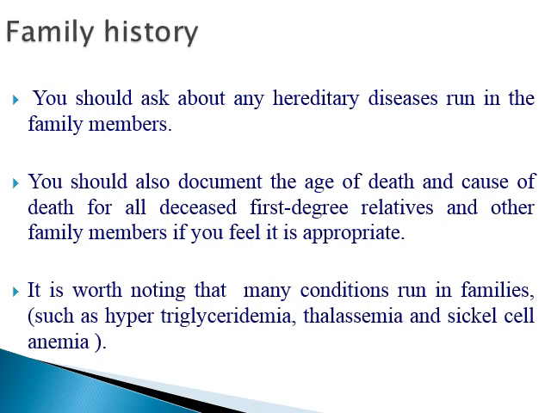Family history. You should ask about hereditary diseases running in family members. If there is a common problem like hypertriglyceridemia, thalassemia, and sickle cell anemia, I should write it. If there is any death in first degree relatives, I should write it. Or if some members in the family have the same complaint, I should write it, because many diseases run in families, like thalassemia, hypertriglyceridemia, thyroid disorders, and malignancies. So family history is a very important thing.